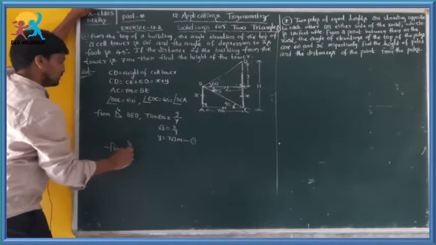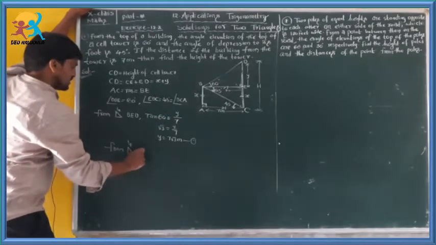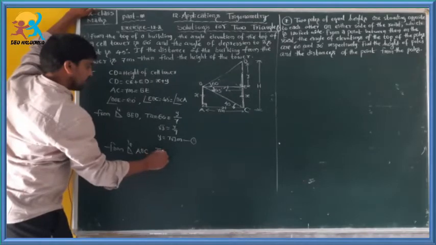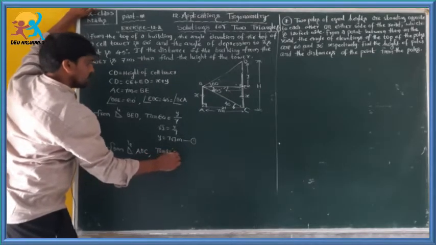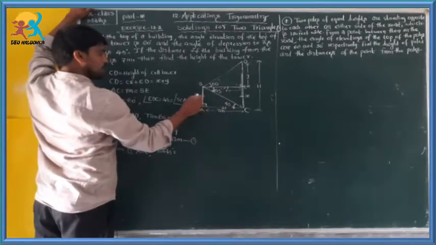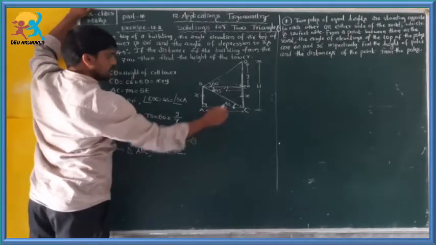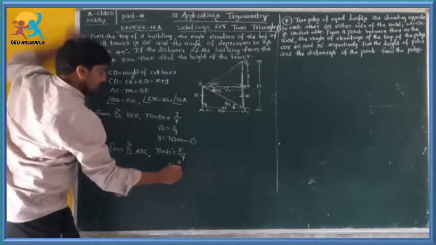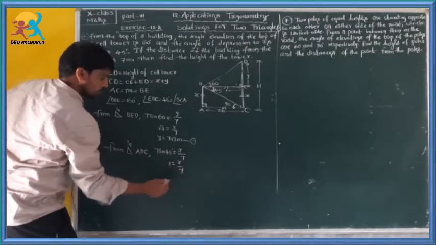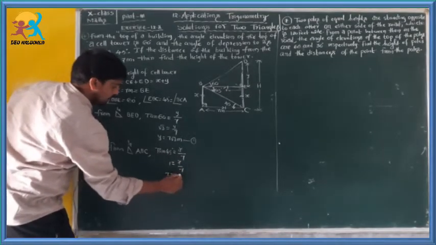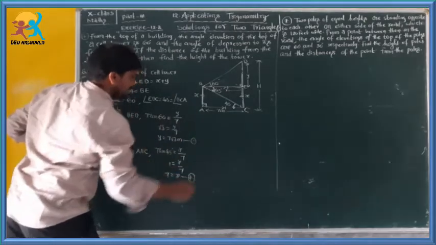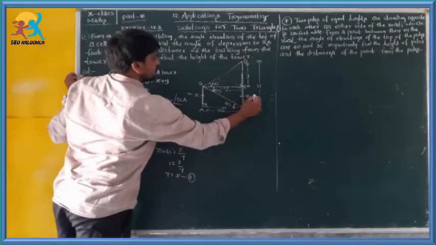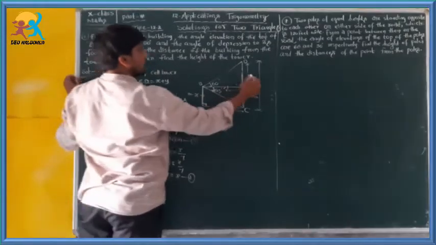From right triangle ABC, tan 45 equals opposite over adjacent. Opposite to 45 is x, adjacent to 45 is 7. Tan 45 is 1, so 1 equals x by 7, and 7 ones are 7, so x equals 7, equation 2. Thus x is 7 meters, and y equals what?